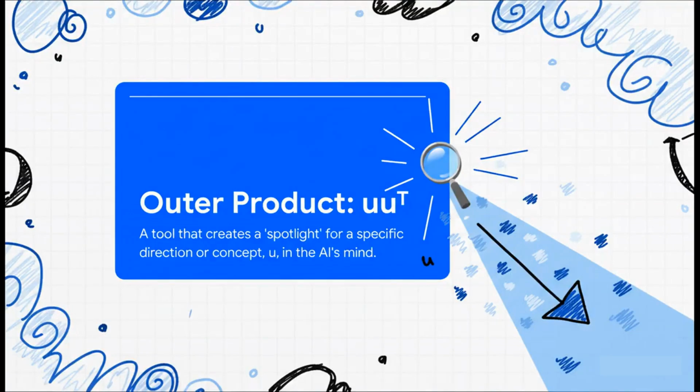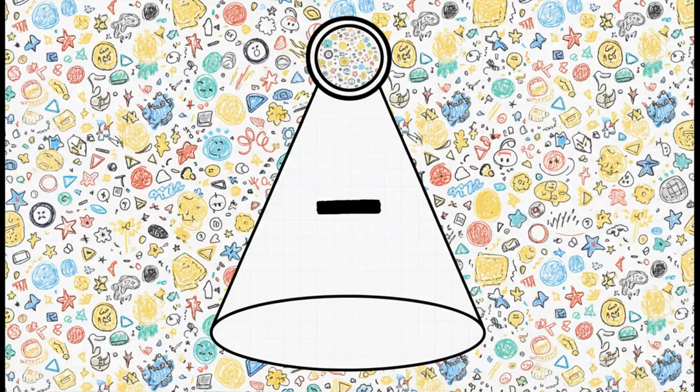Okay, so to understand the scalpel, we first need to understand the spotlight. In linear algebra, you have this thing called the outer product. You see it written as UU^T. All you need to know is that it takes a single concept or direction, we'll just call it U, and it creates a projector. It's basically a spotlight. Anything you shine it on will only show the parts that perfectly align with that one single direction, U. Everything else goes dark.